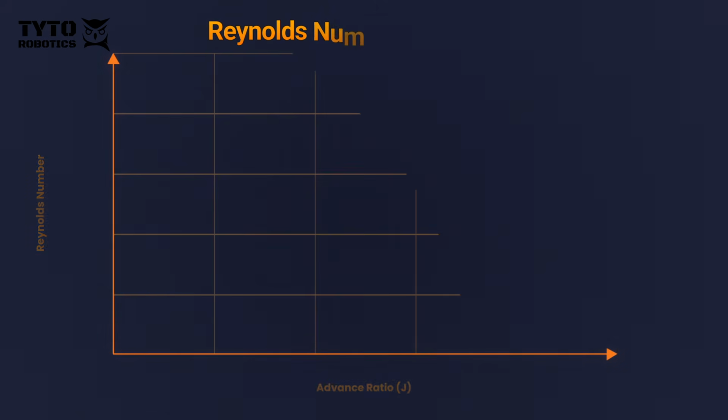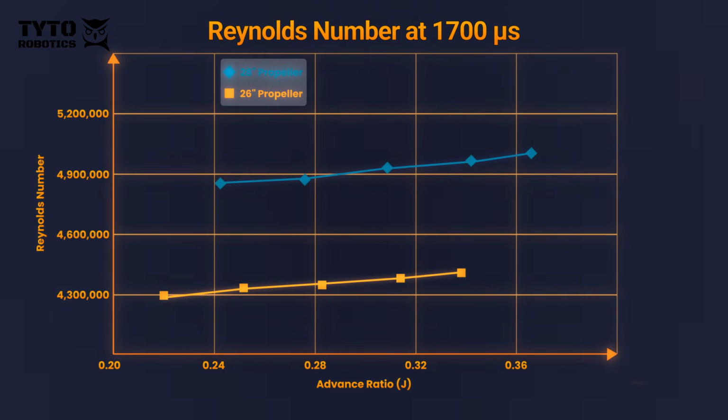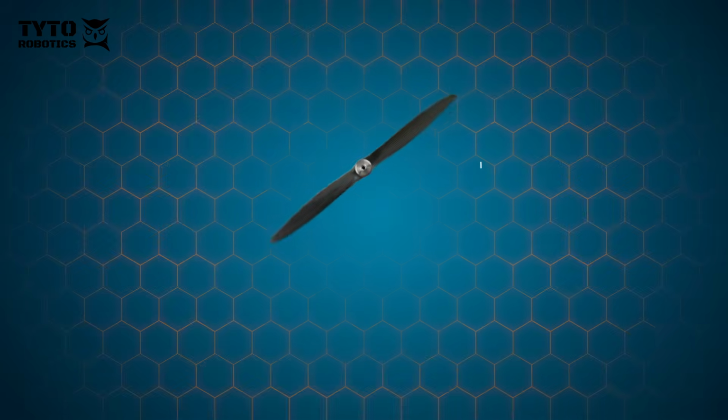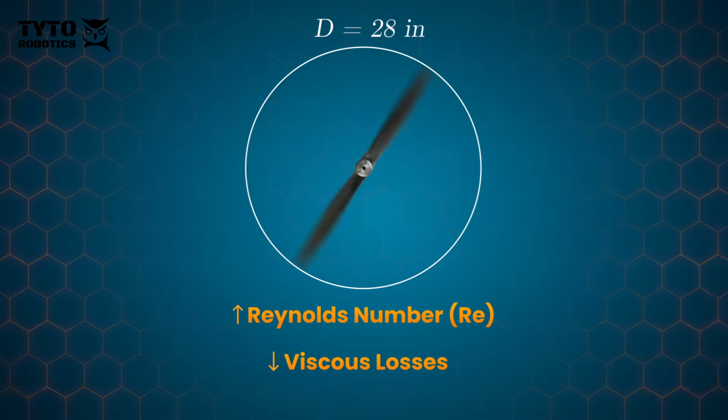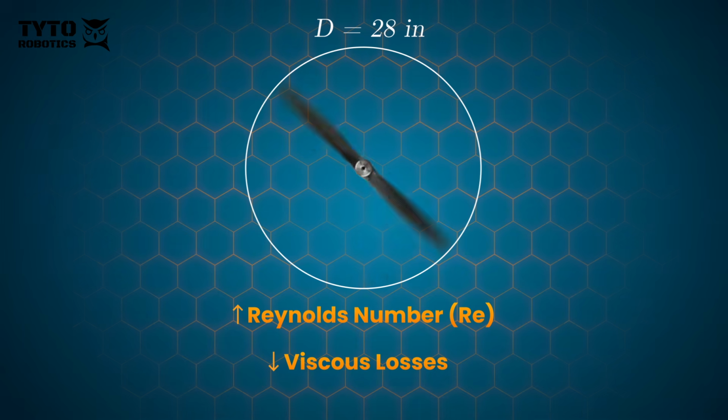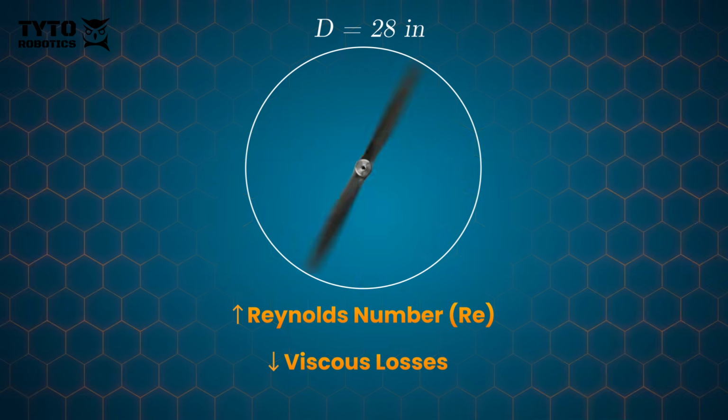One factor is the Reynolds number. If we plot the Reynolds number at 1700 throttle input, we see that the 28-inch propeller operates at consistently higher Reynolds number across all wind speeds and advance ratios. Reynolds number represents the ratio of inertial forces to viscous forces in the airflow over the blade. Higher Reynolds number generally means that the blade airfoil section operates in a more favorable aerodynamic regime. In practical terms, this typically allows the blade section to generate lift more efficiently and with lower relative viscous losses.